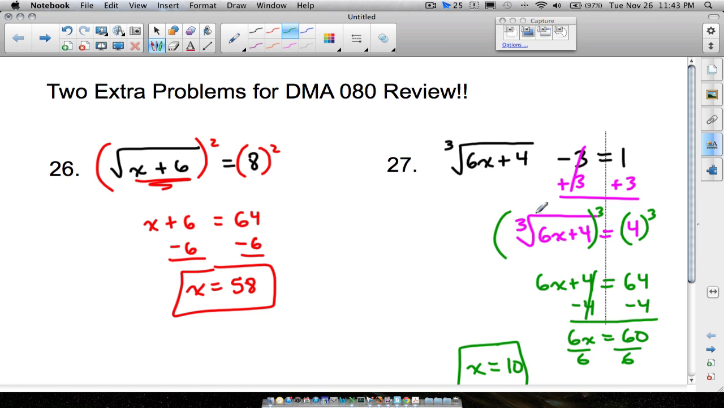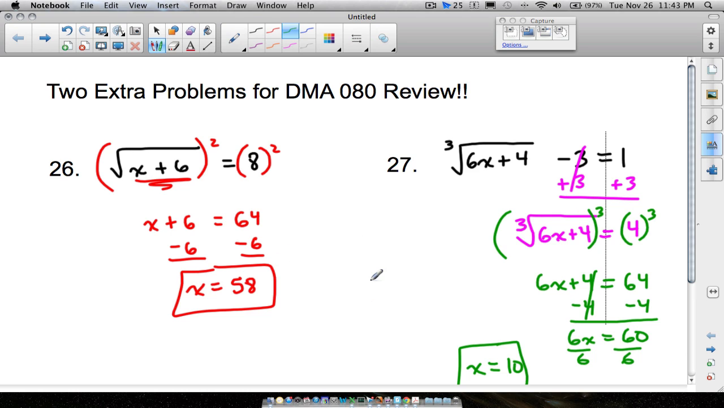So let's plug that back into the original equation before we started doing anything. So plugging in 10, 6 times 10 is 60. 60 plus 4 is 64. The cube root of 64 is 4. 4 minus 3 does give you 1.